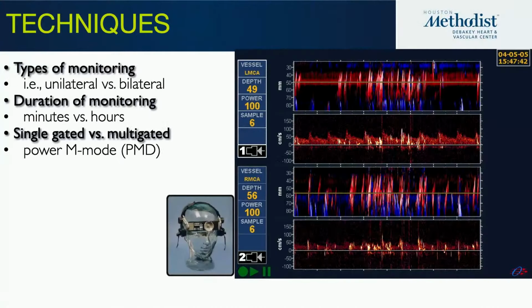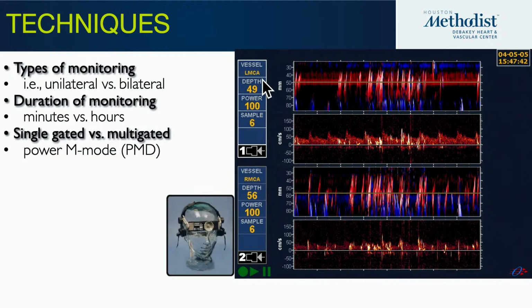And again, I'm sorry. So the multi-channel TCD screen has really revolutionized how many emboli we can detect. And again, here's a bilateral head frame and bilateral MCA recording. This is my left side, this is my right side. I'm trying to monitor both of them at the same depth, so you can really compare. The depth of 50 is my favorite.